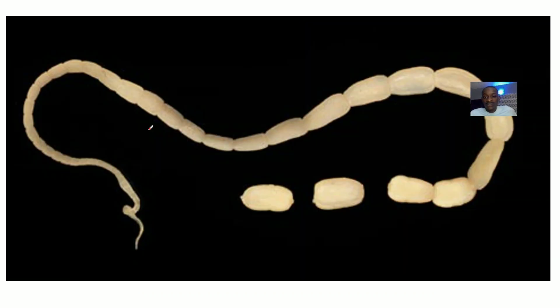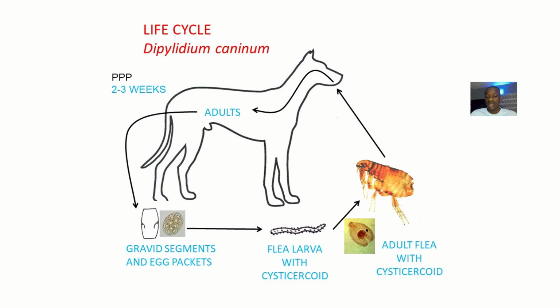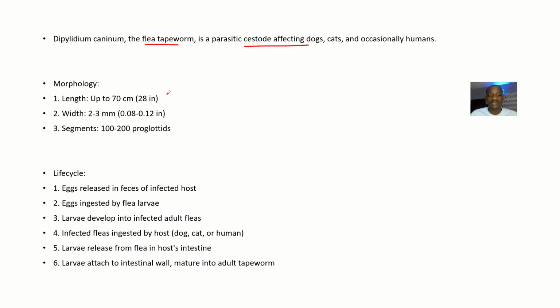All right, so this is it here. I get to see that the length of this organism is over 70 centimeters. All right, that's 28 inches. Its width is about 2 to 3 millimeters. That's about 0.08 to 0.12 inches. Okay, and it has segments, about 100 to 200 proglottids.